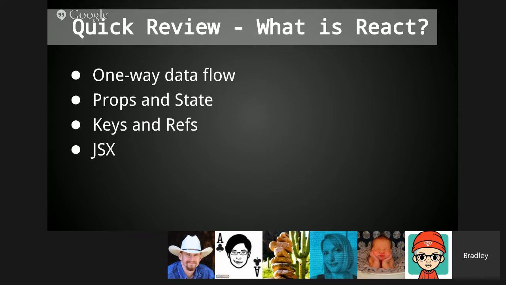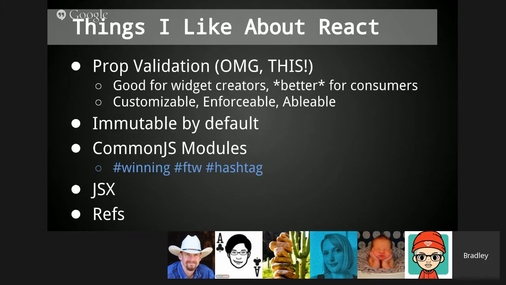And then JSX. JSX is the templating language, I guess we could call it. It's basically how React mixes DOM with JavaScript, and it's got some neat points. And so the things that I like, the first thing is property validation, and like I put OMG this because this is a big deal to me.